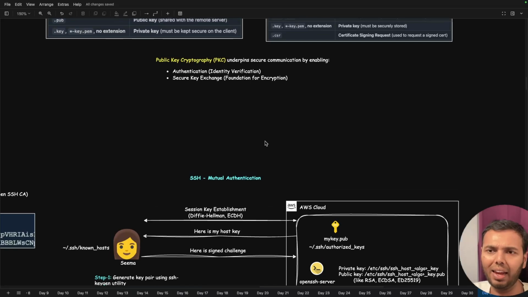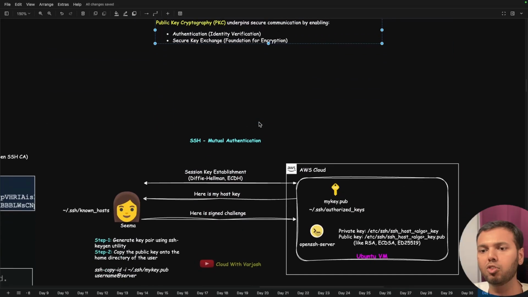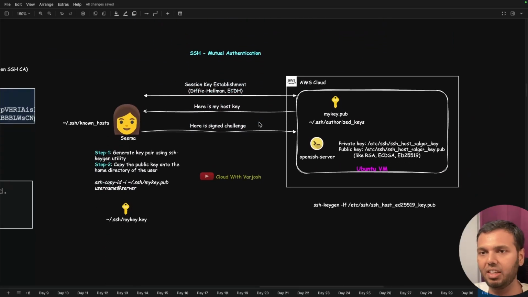So what I now want to do is discuss public key cryptography with respect to both authentication and secure key exchange for both SSH and TLS. So let's start with SSH first. SSH mutual authentication. Like I said, both server and client prove their identity. But how do they do so?